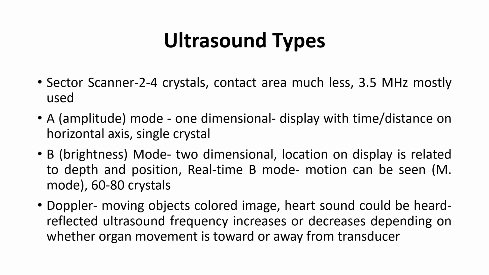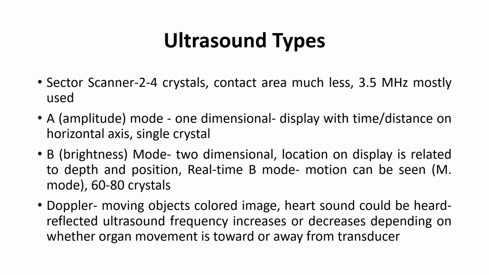The second type of ultrasound is A or amplitude mode. It is one dimensional. It displays one side of the object, and it has a single crystal. And the third type is brightness mode or B mode. That is the most commonly used ultrasound in veterinary reproductive ultrasonography. It is two-dimensional, and location on display is related to depth and position of the object. And it is real-time B mode ultrasound, and you can also see the motion of the object.